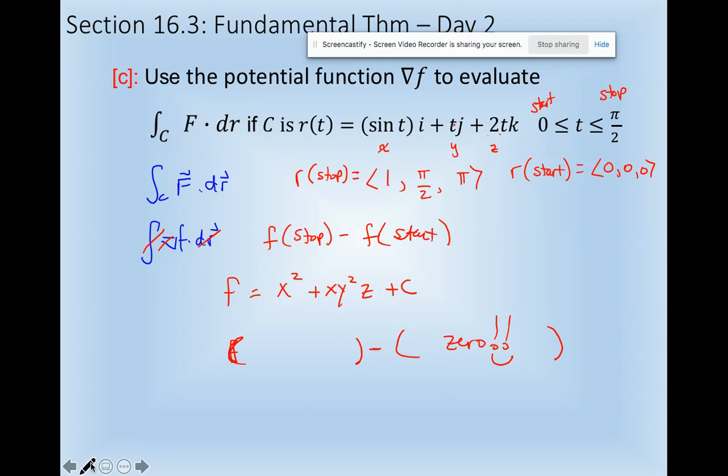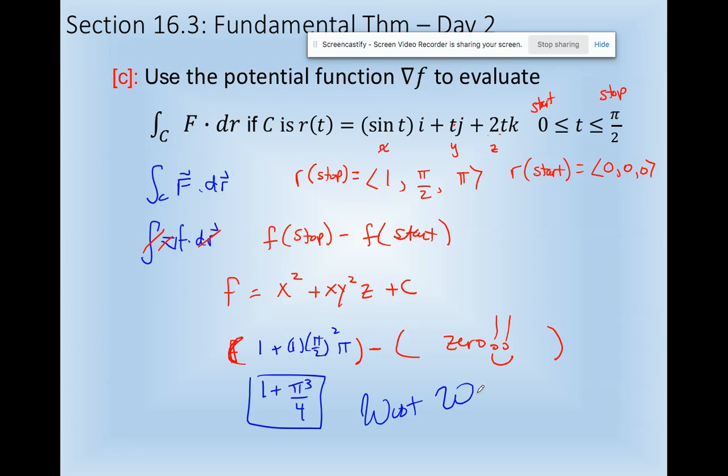And what's going to go over here? 1 squared, aka 1, plus 1 times pi over 2 squared times pi, plus nothing, honey. And what do I end up with there? Ta-da! There you go.